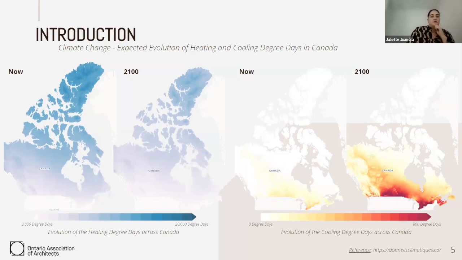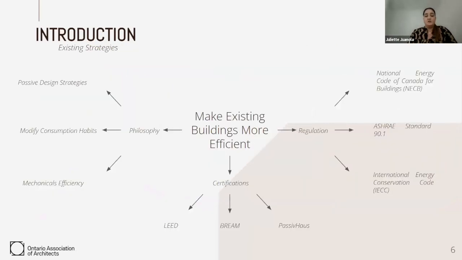So in order to address these climatic issues and disruptions, there are many strategies that can be put in place to make existing buildings and new constructions more efficient. We can talk about passive design strategies, and these strategies are supported by the regulation that is constantly evolving to make existing buildings and new buildings more efficient.